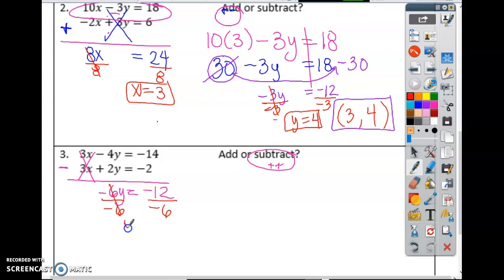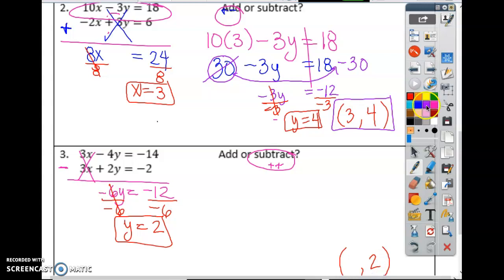What's your y? Negative 12 divided by negative 6. Positive 2, because it's a negative divided by a negative. It should be a positive. So part of my answer is something, comma, 2. Right? That's a comma.